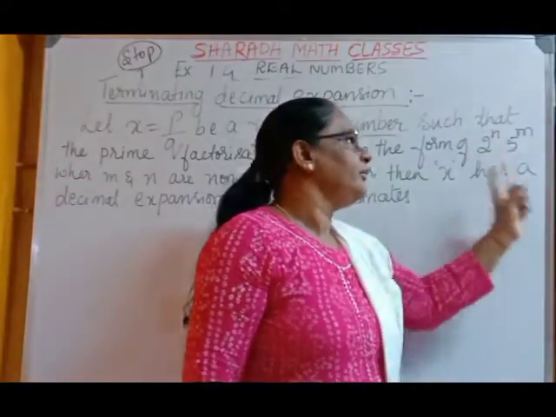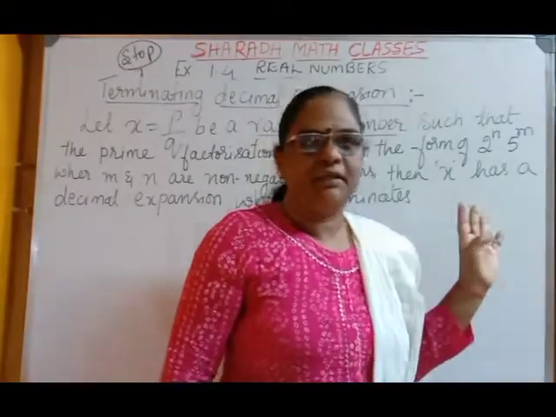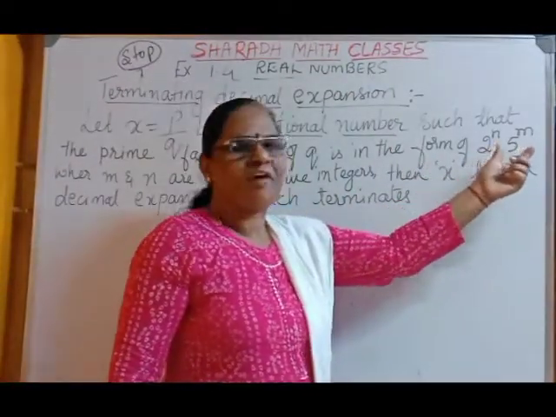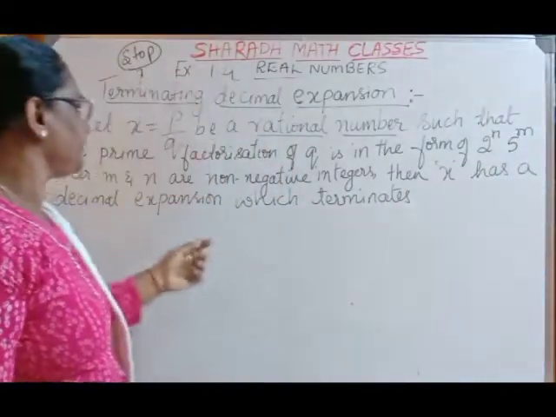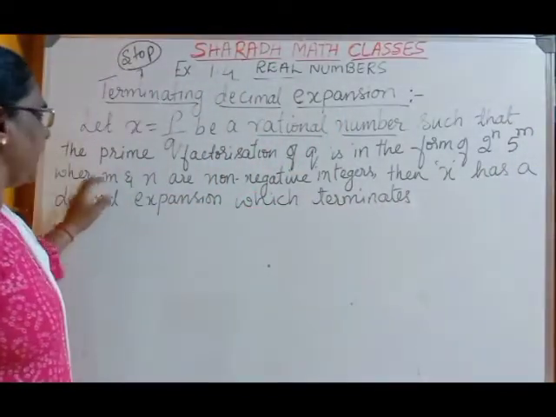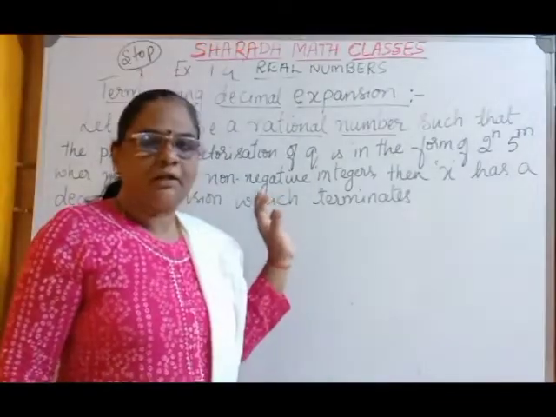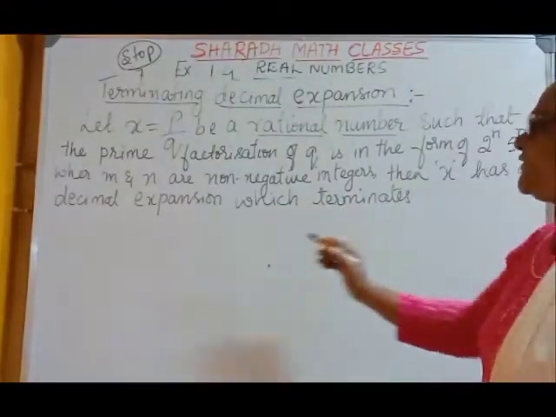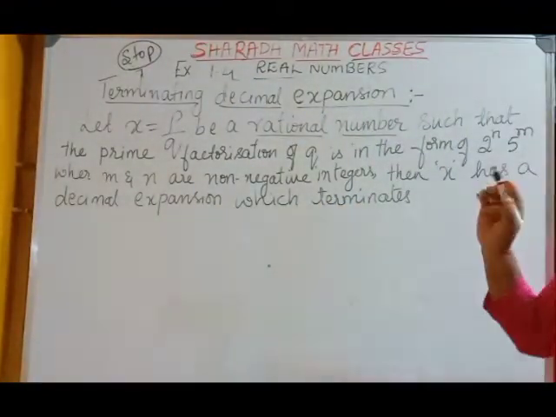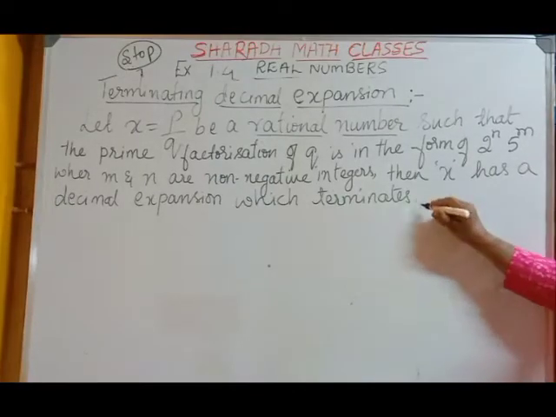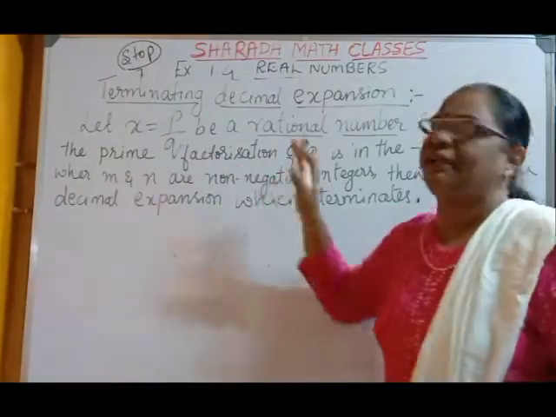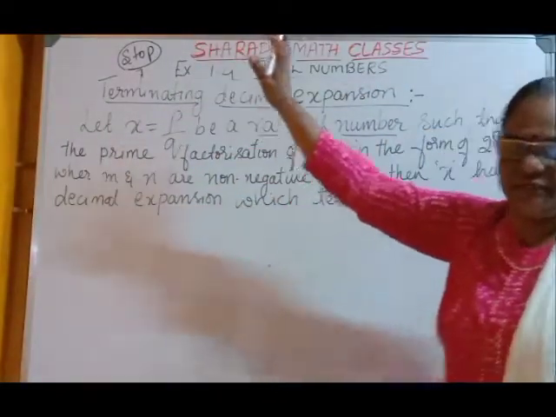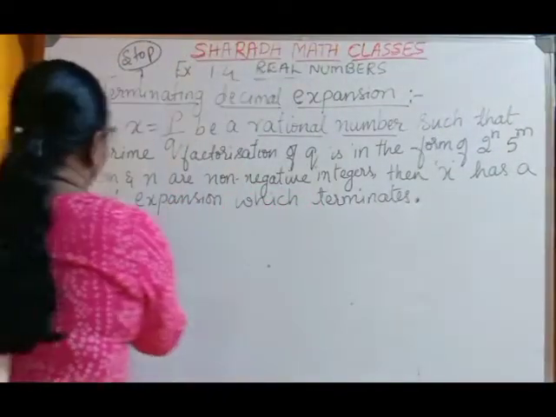2 can have any value, 5 also can have any value. So if the denominator has these two factors, 2 and 5, with different powers, whatever the power may be, where m and n are non-negative integers, non-negative meaning the value should not be negative, then we say x has a decimal expansion which terminates, that is, which stops. So let us take up an example to check it out.